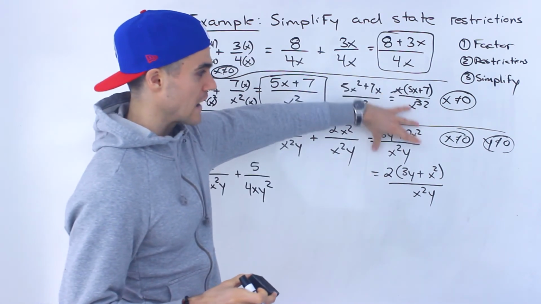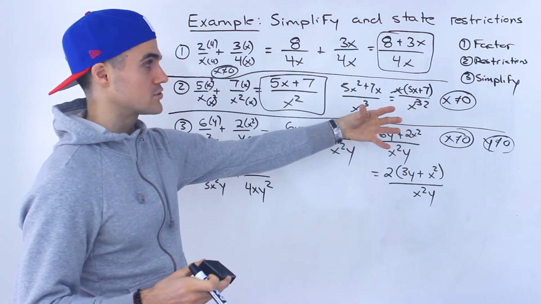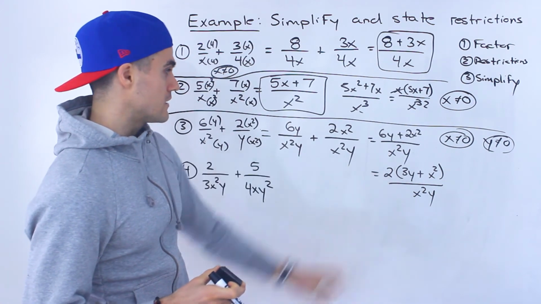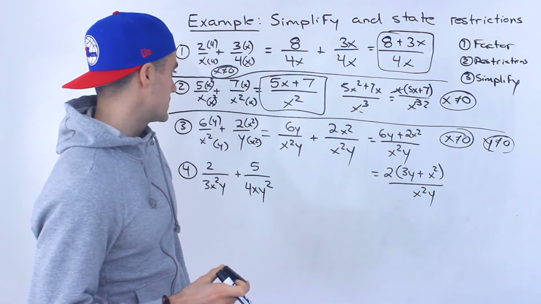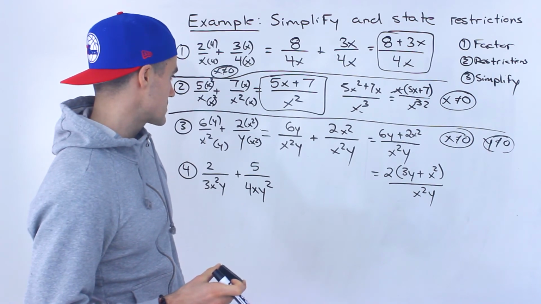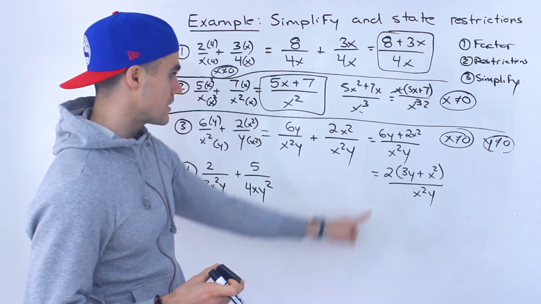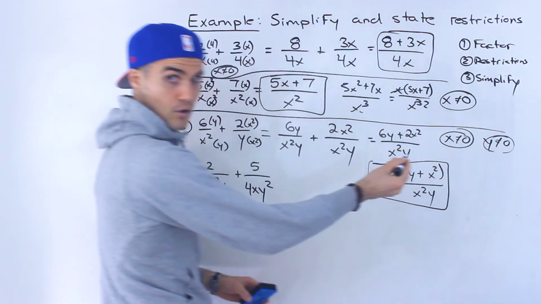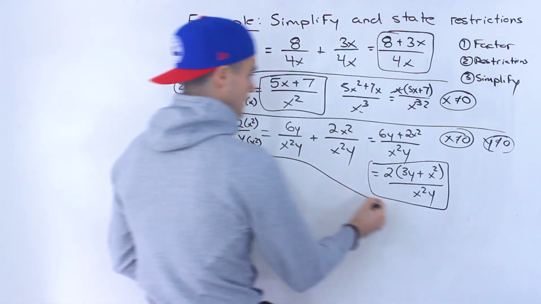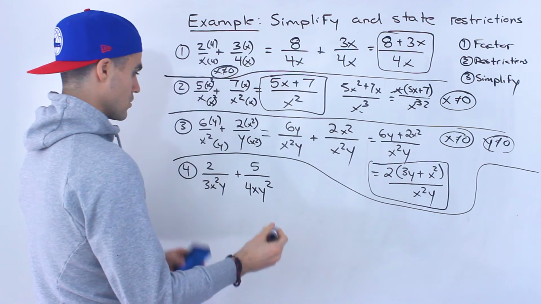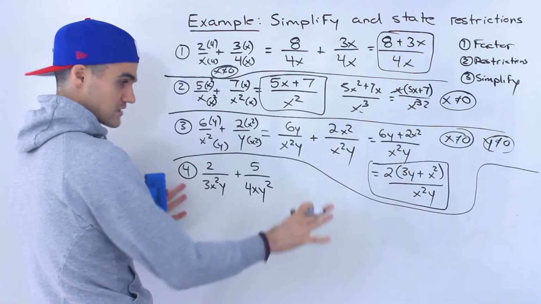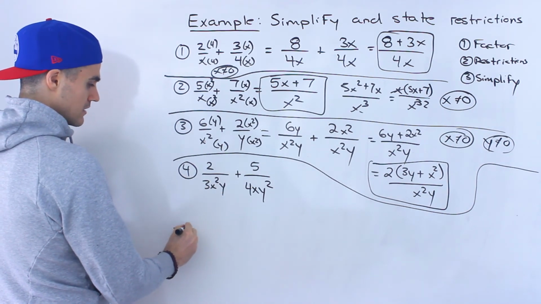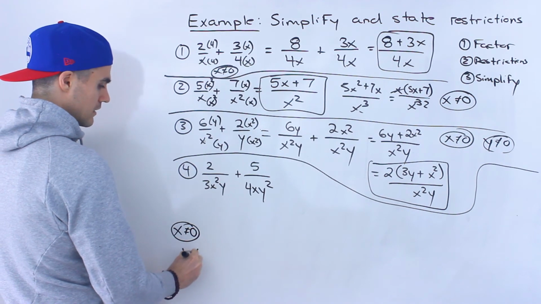So you always want to make sure you factor everything in the final expression as well. Because stuff may end up canceling out. But in this case it didn't, and this, let me just double check everything, ends up being the final answer right there. Right, so that's the final answer. Those are the restrictions. And then finally, number 4, check if everything factors. Everything is factored at this point. In this case, notice that the restrictions are x cannot equal 0, y cannot equal 0.